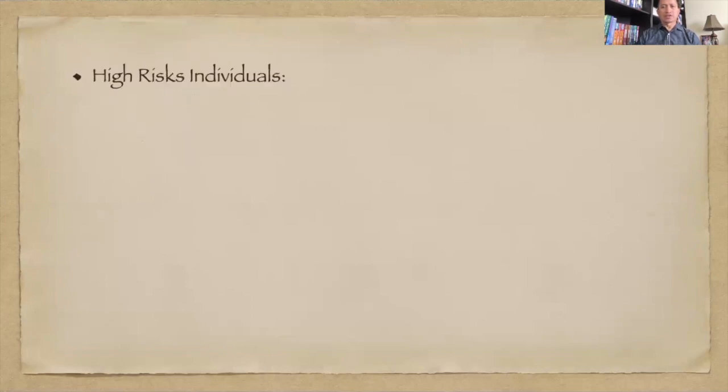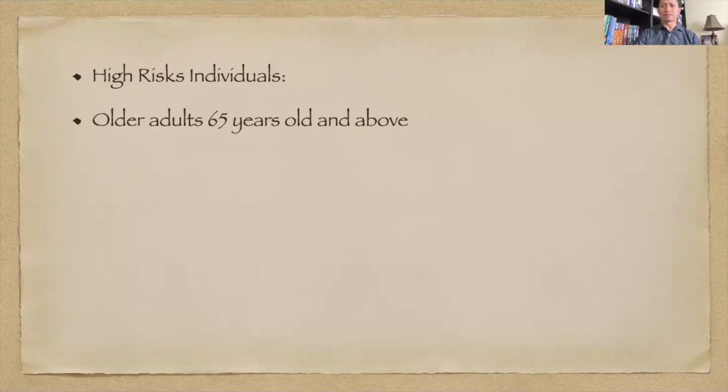Now, let's go to the risk individual. Who are the high risk individuals? Of course, we always hear from the news or TV that those people with age 65 and above are high risk for coronavirus infection. So the advice is for those senior people in the community, if they can avoid a crowd, please avoid a crowd. And if you cannot do that, go ahead and wear your mask. This is very important. It will protect you and it will protect others or your loved ones.